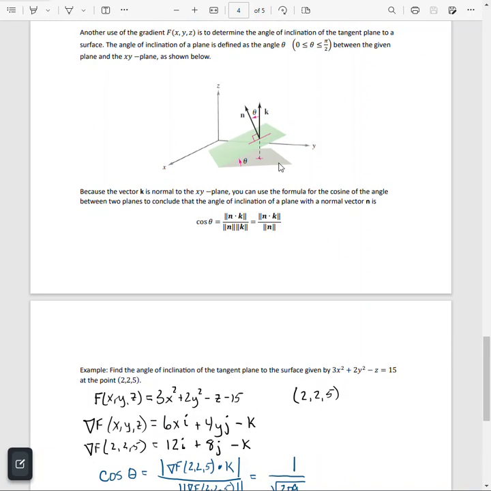So in the xy plane, theta is the tilt. Notice that k is parallel to z. k is normal to the xy plane.